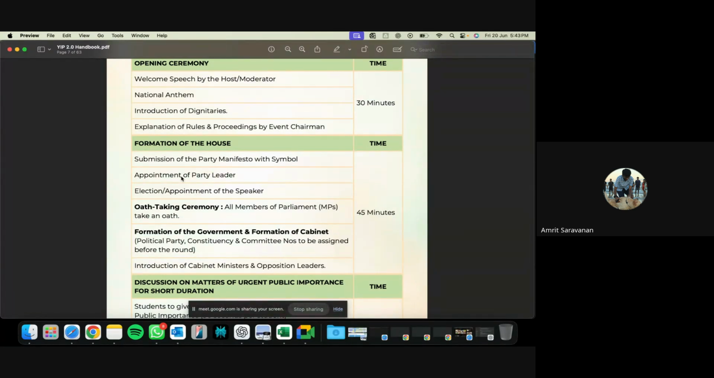If you look at the formation of the house, the activities include submission of the party manifesto with symbol, and the appointment of the party leader. Once the parties have been assigned today, tomorrow we'll be creating WhatsApp groups for each of the parties. Any discussion related to your party should be done on these groups, and members from Talir via Coimbatore will be in those groups to oversee the discussions.